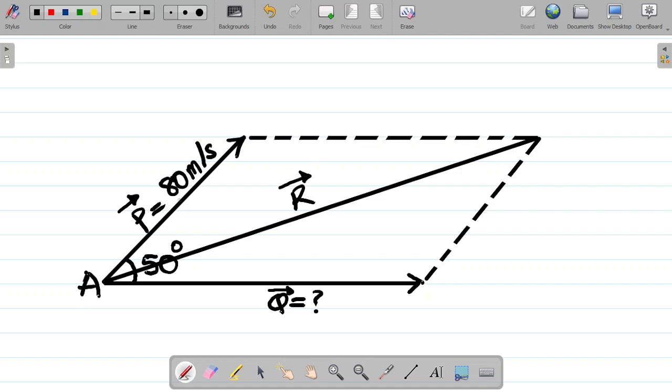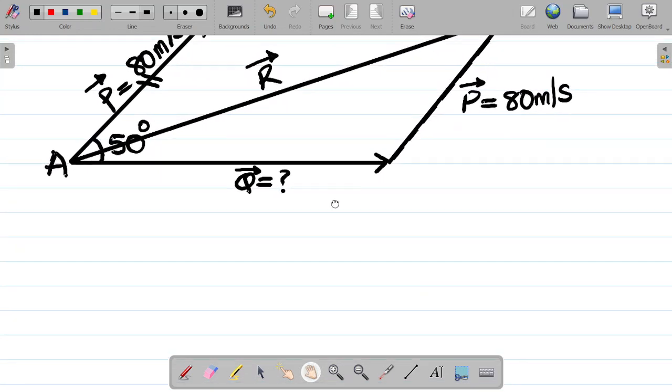Now note that this part P on the left hand side is parallel to this part P on the right hand side. So we can still call this P. In essence, I'll now make this a full line. We can still call this P. That means I can bring P here, this way, as being equal to 80 meters per second. At this point, I now have a parallelogram that looks like this.